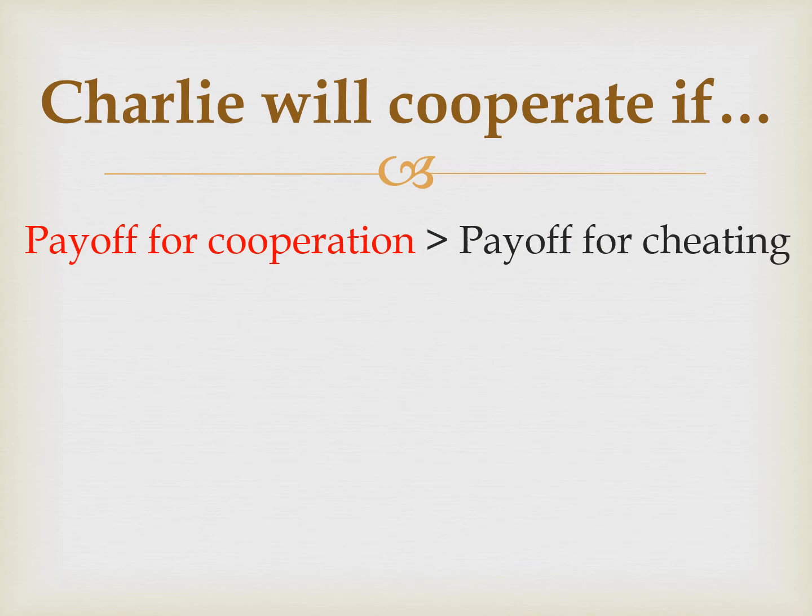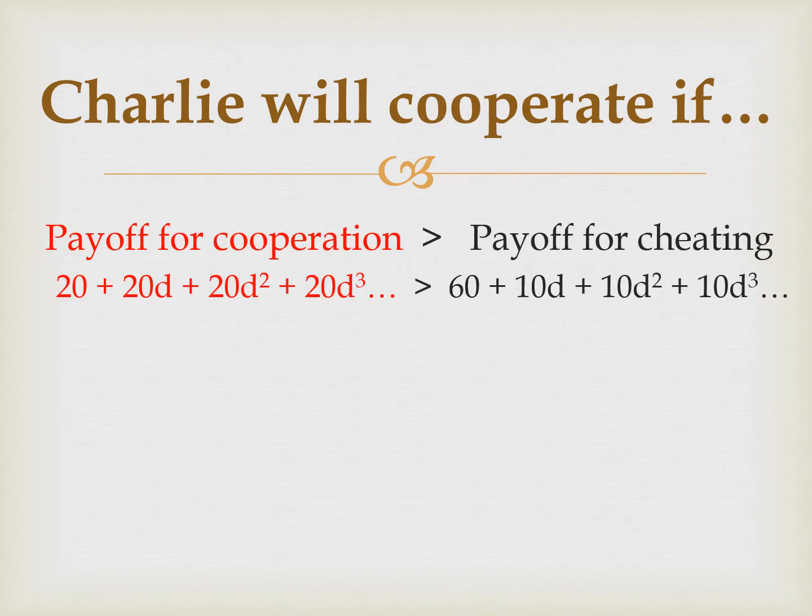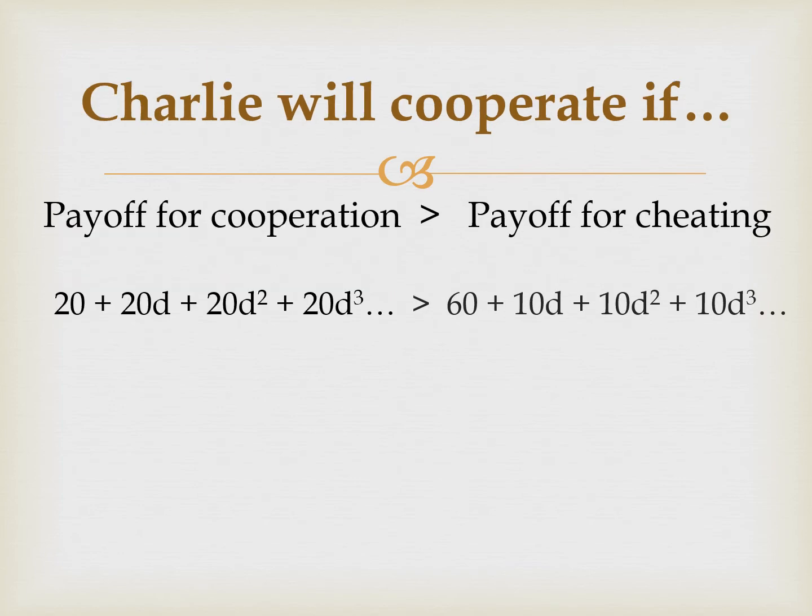We know we'll be able to sustain cooperation as long as the payoff for cooperation is greater than the payoff for cheating. Mathematically, now that we have set this up, this is equivalent to saying that the payoff for cooperation, 20 plus 20D plus 20D squared plus 20D to the third, and so on forevermore, needs to be greater than 60 plus 10D plus 10D squared, and so on for forevermore. And so now with the mathematics, we just need to show that this payoff for cooperation is greater than the payoff for cheating if we're going to sustain cooperation.